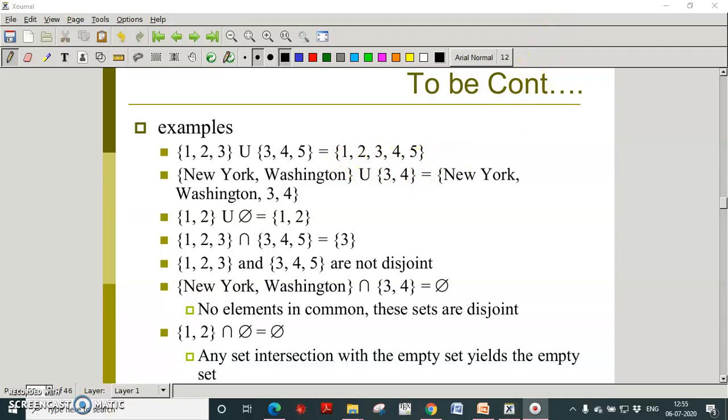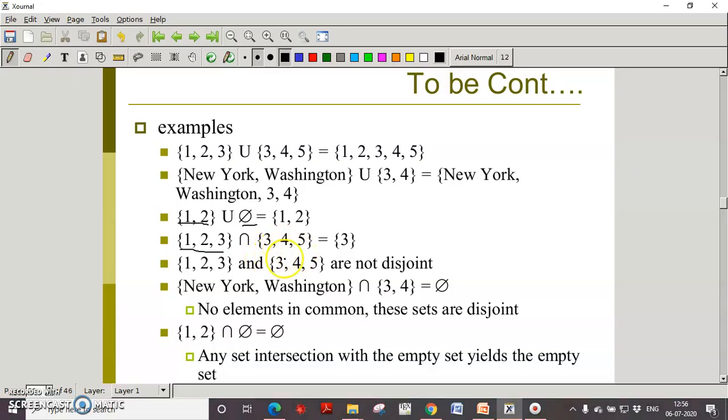In the next example, the first set contains New York and Washington, and another set contains 3 and 4. When you find the union, you will get all the elements in the union, meaning New York, Washington, and 3 and 4. Similarly, you can calculate the union of {1} and {2}, so you will get {1, 2}.